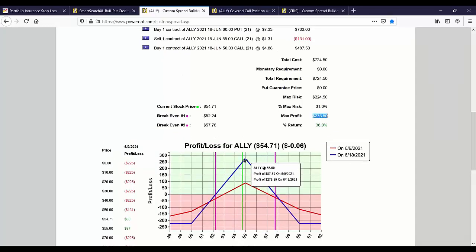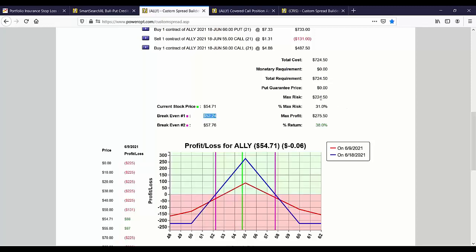If and only if the stock's trading right at 55 at June expiration. Very slim chance of that happening. It could, but it's going to be waffling around much. But what did you do? You increased your break even up to 57.76 to the upside. So that gives you a wider break even, and you did create a lower break even, but it's about 2.5 points below where the stock was when I initially entered this trade.